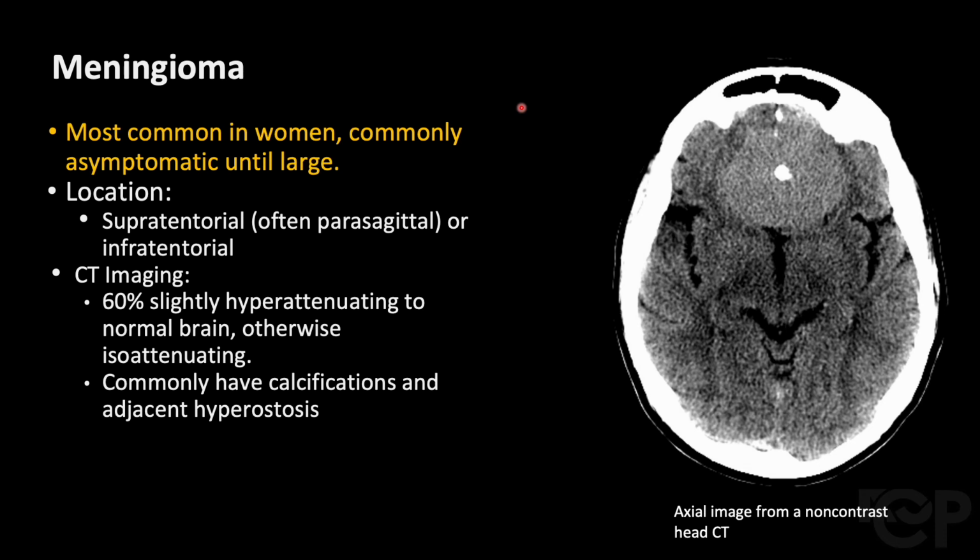On CT imaging, they can be slightly hyperattenuating to the normal brain, but they can also be isoattenuating, or the same attenuation as the rest of the brain on imaging. In this example, the tumor is slightly hyperattenuating. The tumor often has internal calcifications and adjacent hyperostosis, which means reactive thickening of the adjacent bone.